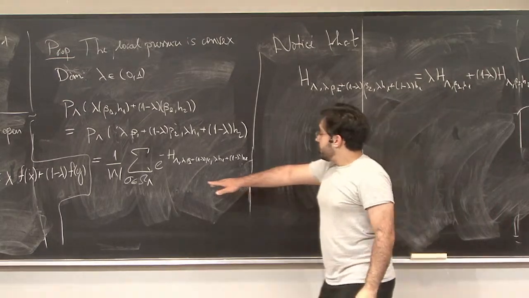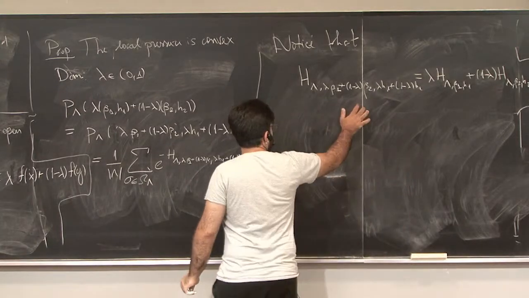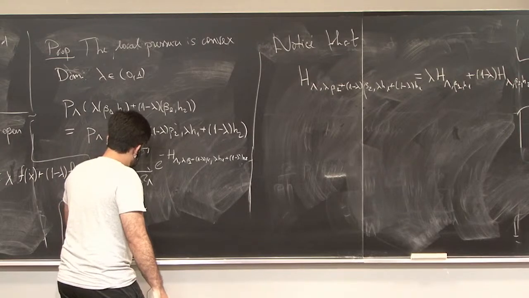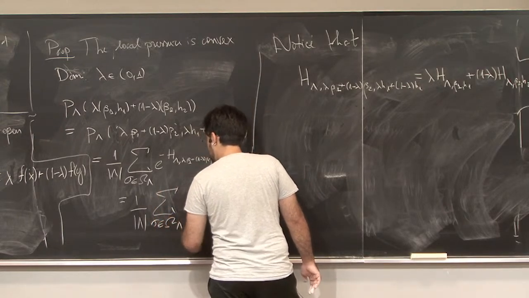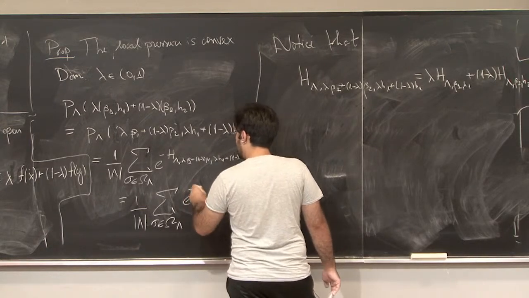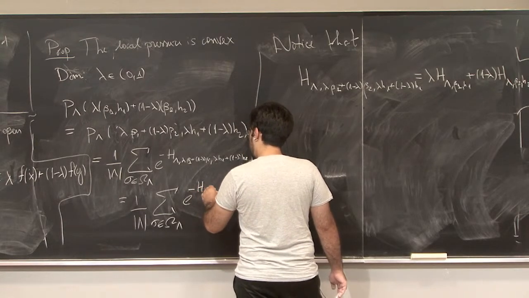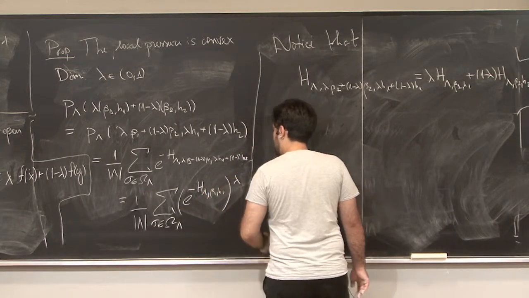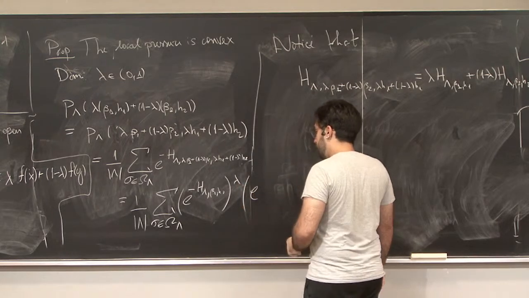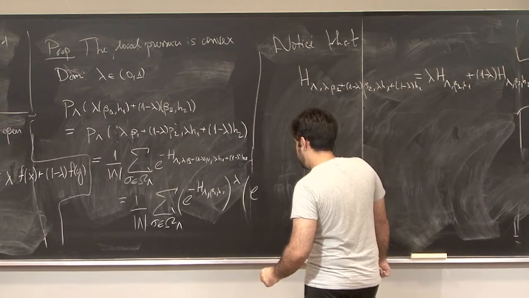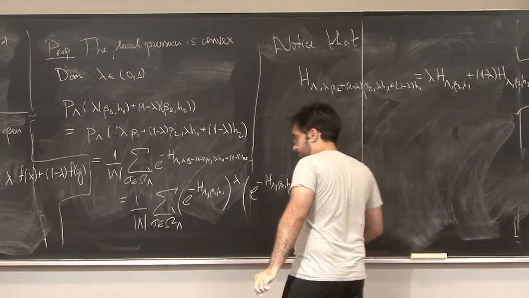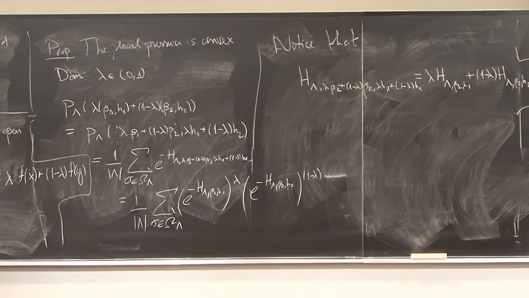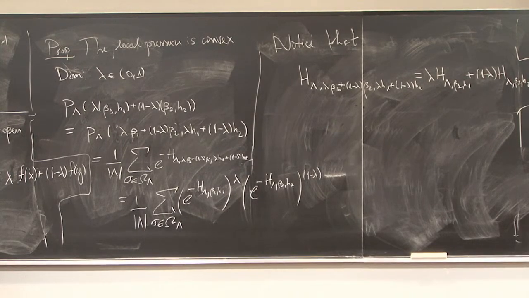And so since I have this exponential function, using this decomposition, what I get is that the local pressure is 1 over the volume times the sum of the exponential of minus lambda beta 1 H1, all to the power lambda, times the exponential of minus 1 minus lambda beta 2 H2, to the power 1 minus lambda. Okay, so what do we do from here?